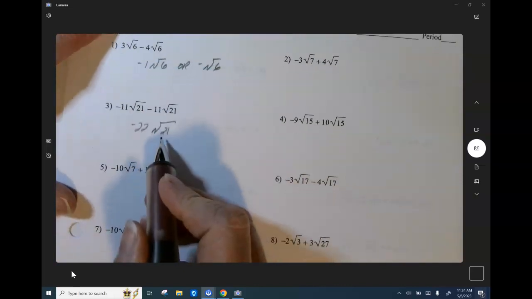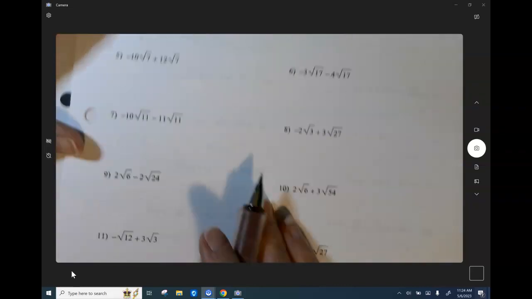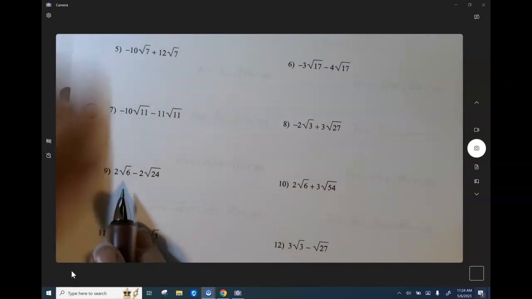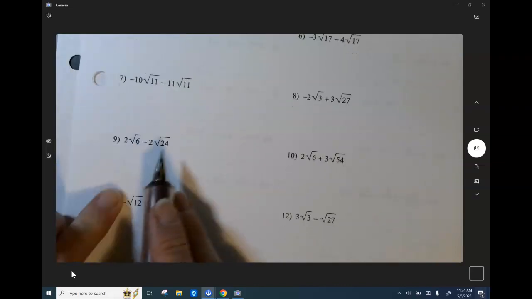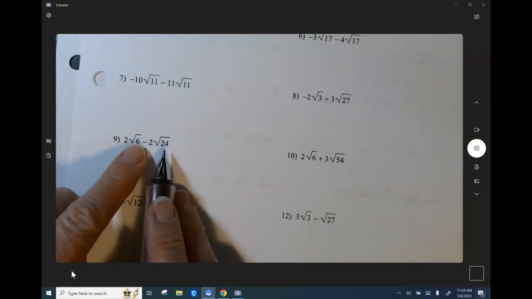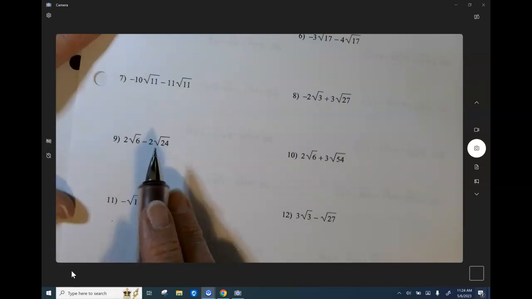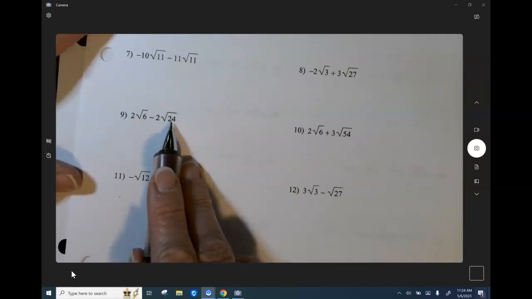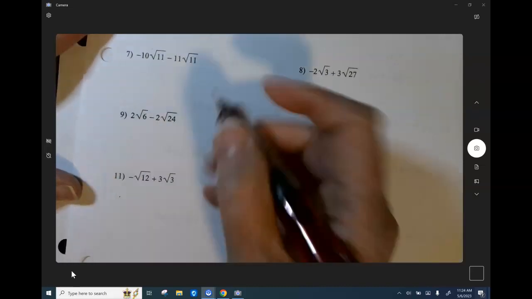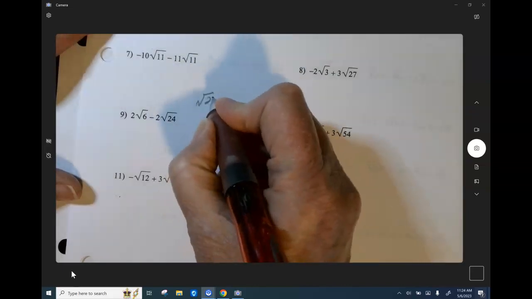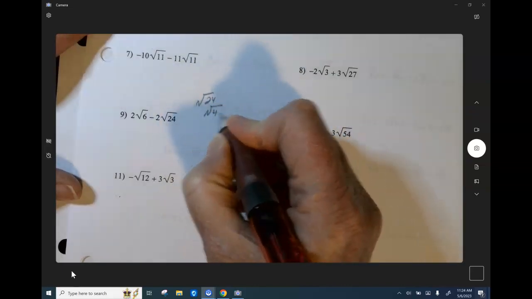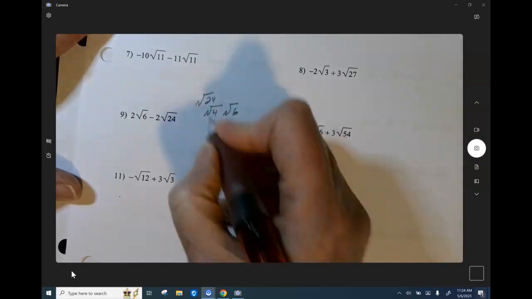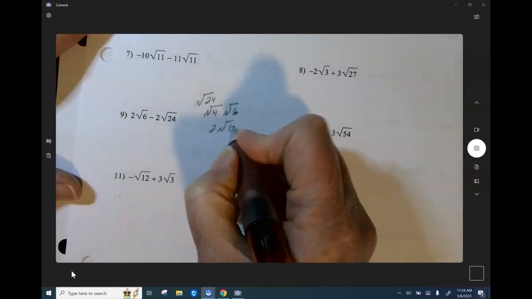Notice what another radical does not change, just like with like terms. Okay, you can get that. You can get that. So here we go. Look at number 9. We do not have like radicals. If we do not have like radicals, we have to see if we can get them. Let's simplify square root 24. So square root 24 breaks into perfect square and non-perfect square. So we're going to get 2 square root 6.